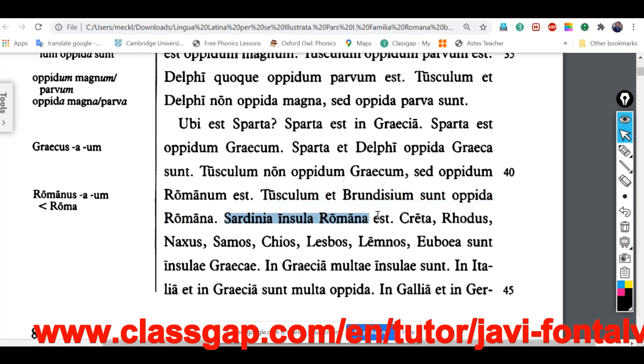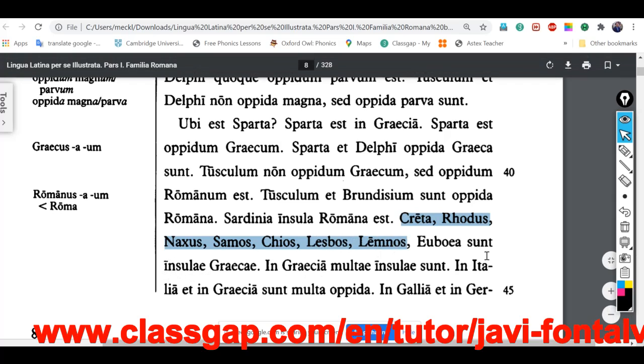Sardinia insula Romana est. Sardinia Island is Roman. Creta, Rhodus, Naxos, Samos, Chios, Lesbos, Lemnos, Euboea sunt insulae Graecae. So yeah, many islands. So let's go to the insulae Graecae. What is that?